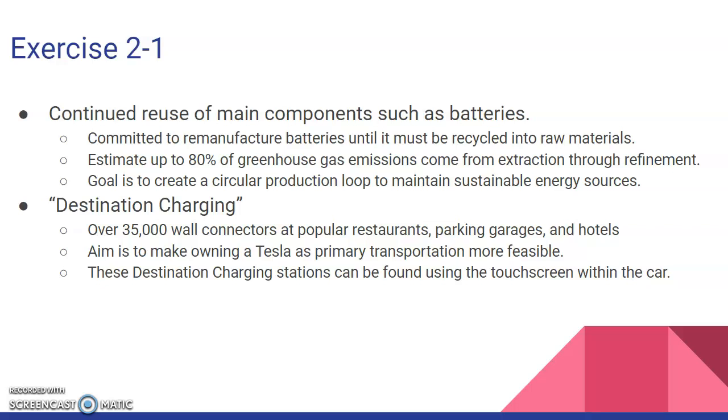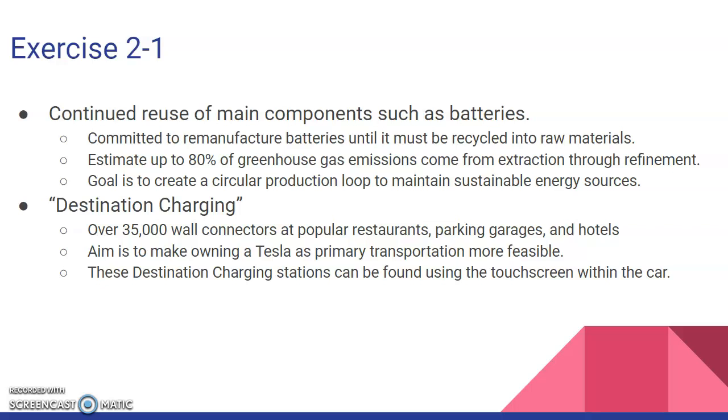powering each Tesla. Tesla claims to be committed to remanufacture batteries until it must be recycled back into raw materials, and they estimate up to 80% of greenhouse gas emissions come from extraction through the refinement of the raw materials that go into these batteries. So the goal of this is to create a circular production loop to maintain sustainable energy sources. It also provides them a larger pool of supply of these materials to continue to go and draw back from.